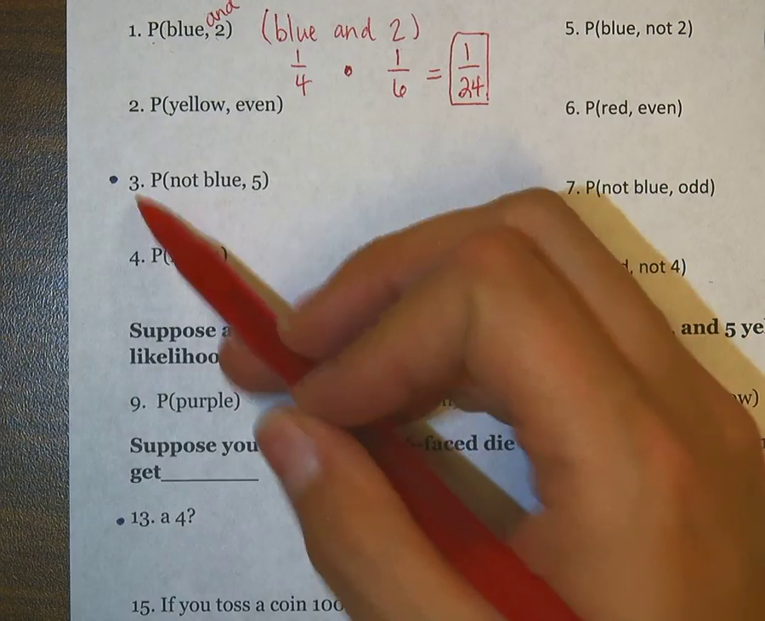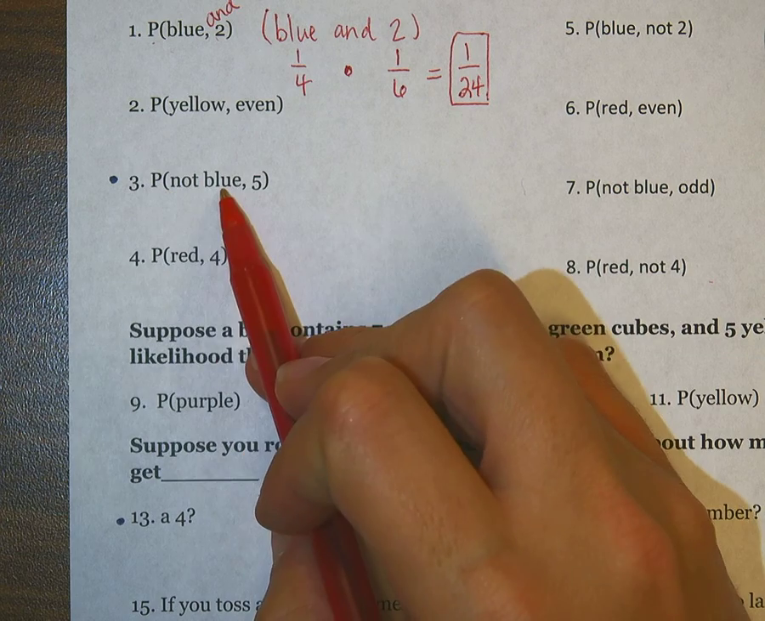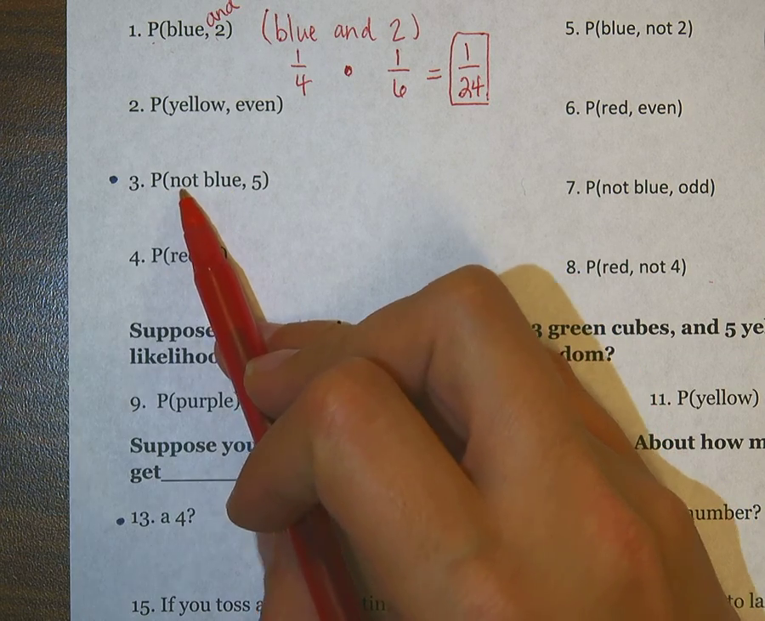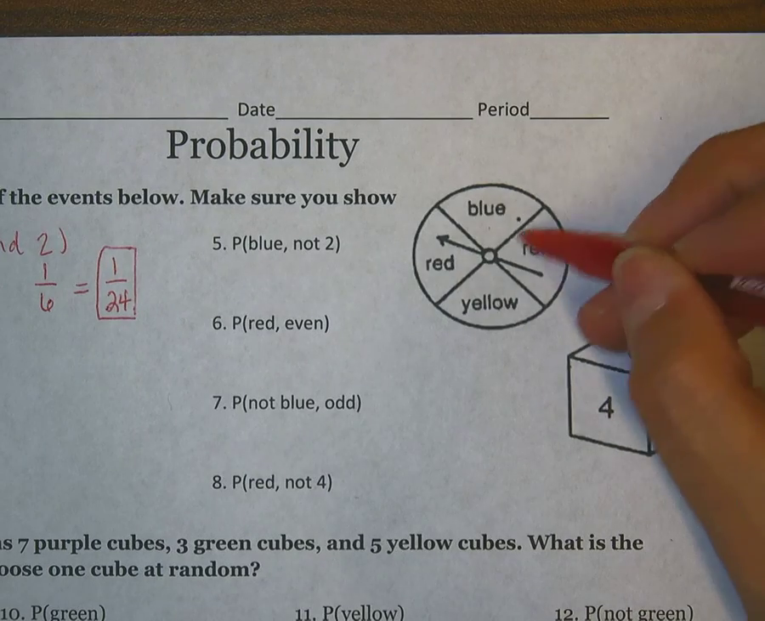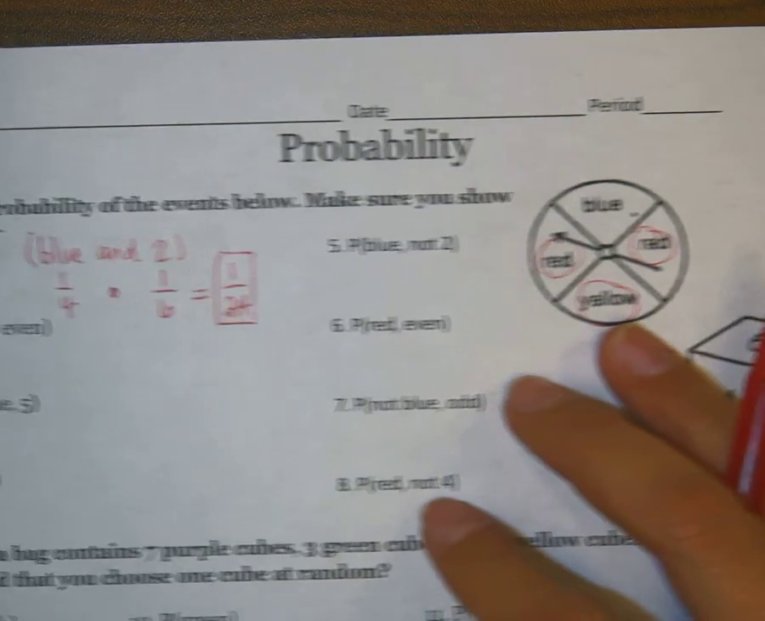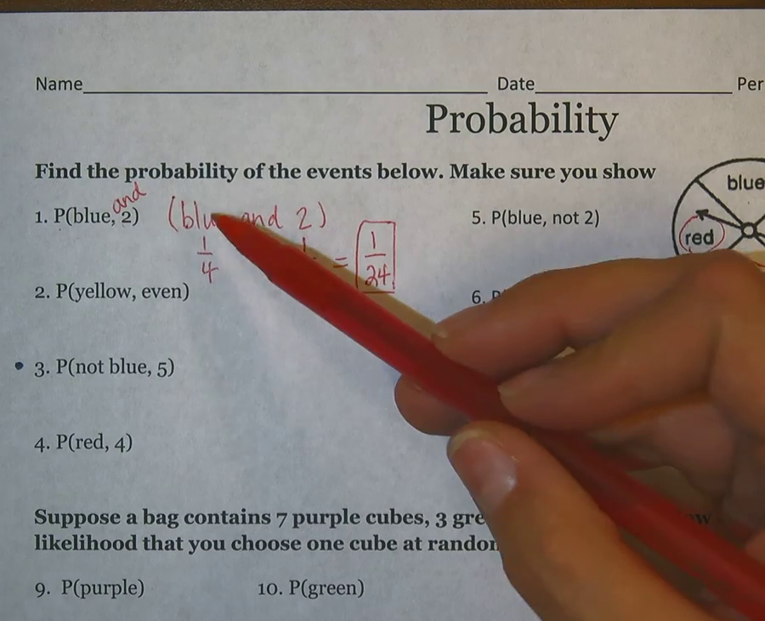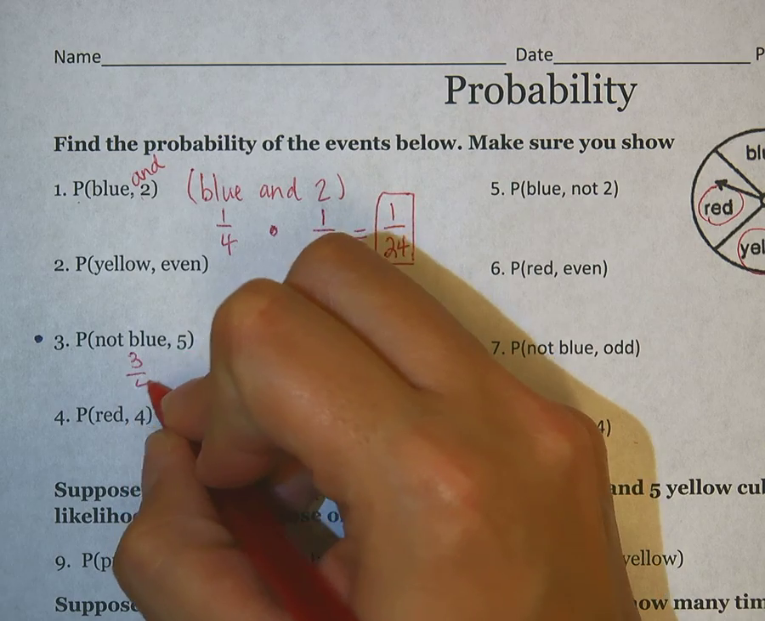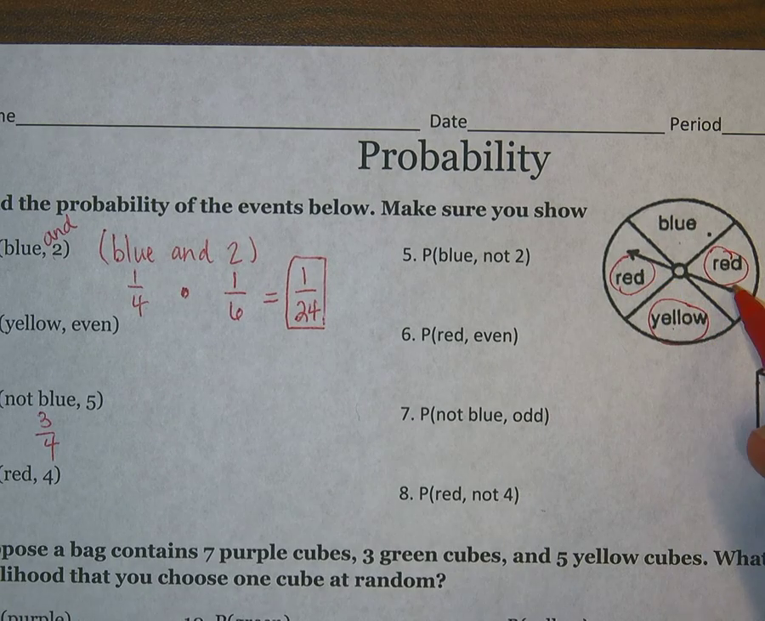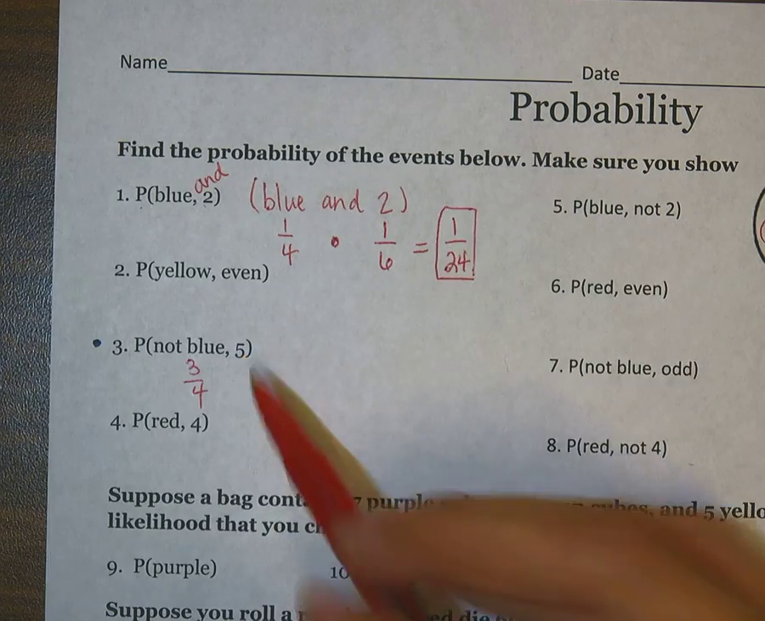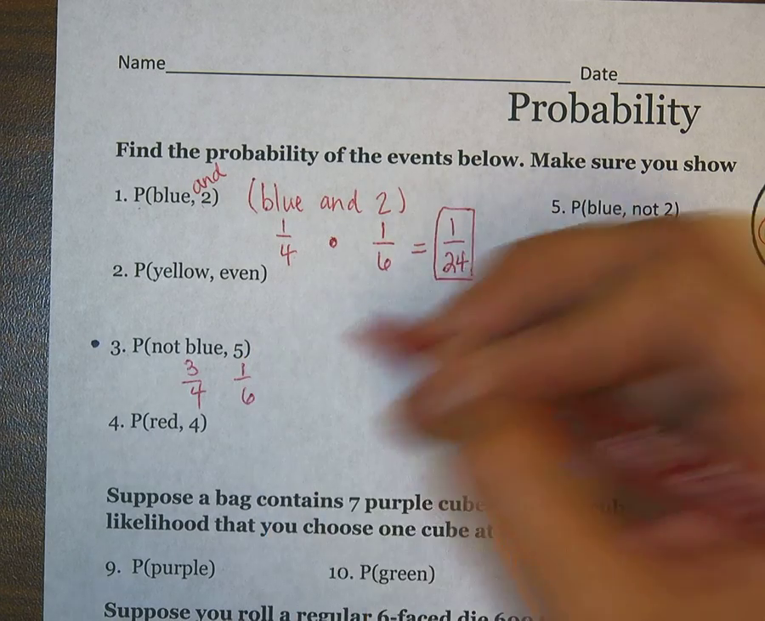Okay, I'll go ahead and do number 3. Probability of not blue. So not blue means I'm looking for any other color besides the blue. Red is not blue, red is not blue, yellow is not blue. It's also the complement of blue. So if blue was 1/4, not blue would be 3/4. And I just proved that by counting these over here. 3 out of 4 are not blue. And then landing on a 5 we know is also just 1 out of 6.